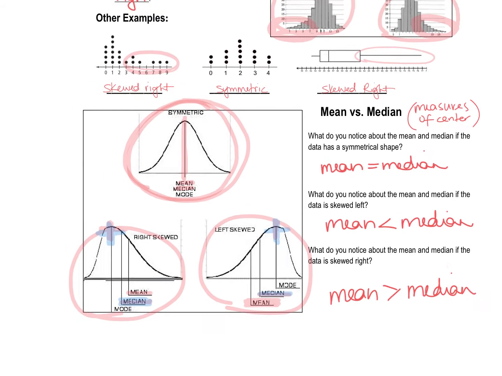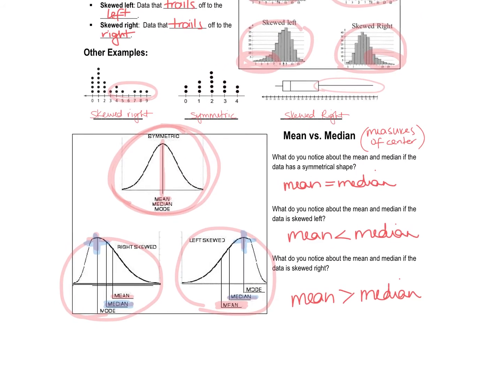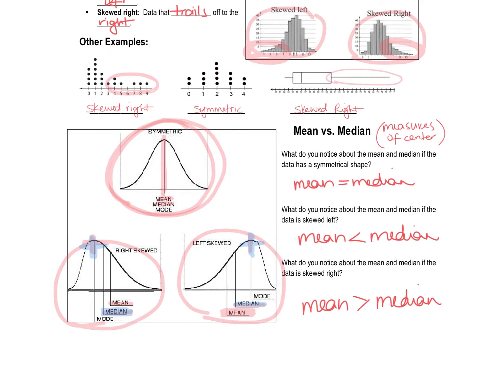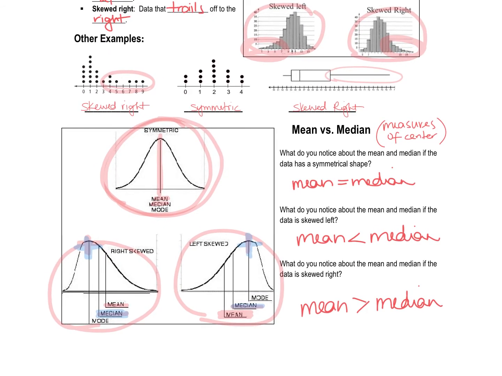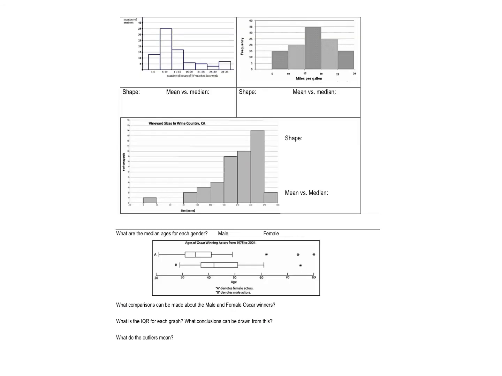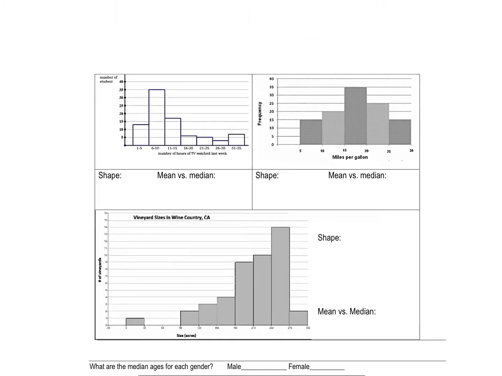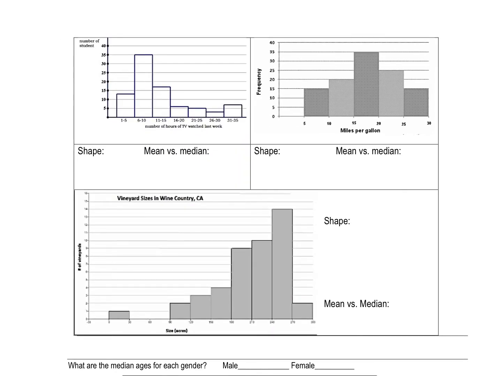Okay. Let's go ahead and do some examples of mean versus median together and also identifying the shape of the distribution. So here's page 2. We have 3 examples at the top. This top left distribution, it is skewed right. And I know it's skewed right because look at this tail over here of data. So I'm going to say this is skewed right.